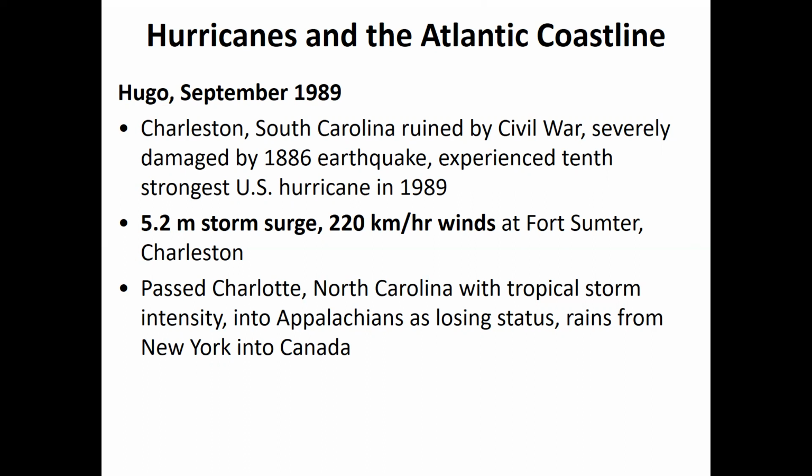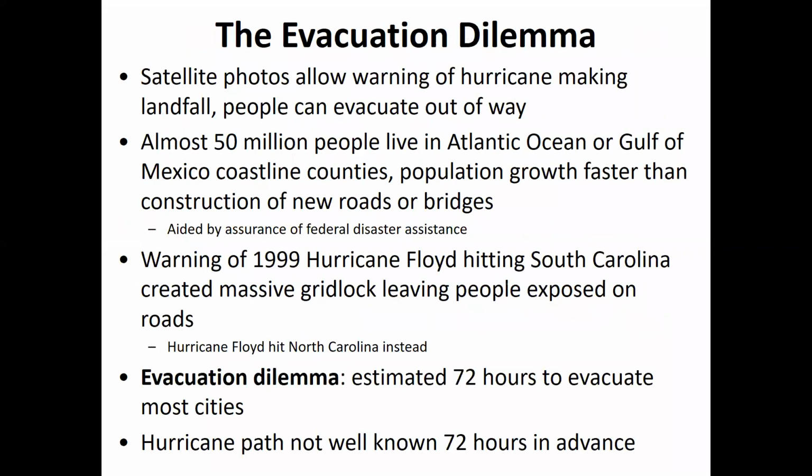Then another example is Hugo in 1989 in Charleston, South Carolina, which was ruined several years earlier by the Civil War and severely damaged by an 1886 earthquake, and experienced the 10th strongest U.S. hurricane in 1989. A 5.2 meter storm surge with 220-kilometer-per-hour winds measured at Fort Sumter. It passed by Charlotte, North Carolina with tropical storm intensity and into the Appalachians as it was losing status, dissipating. The rains ranged from New York to Canada as it continued to drop the rest of its moisture.